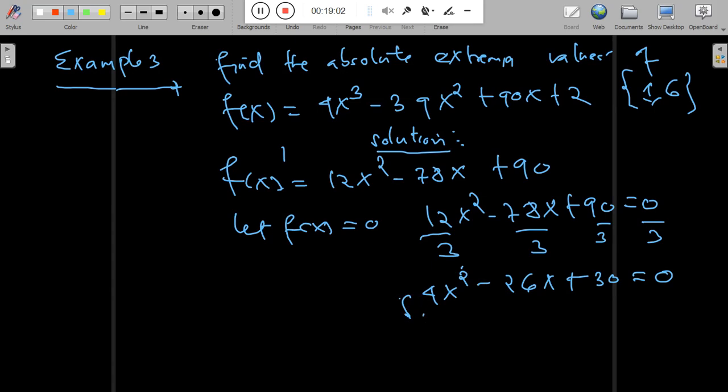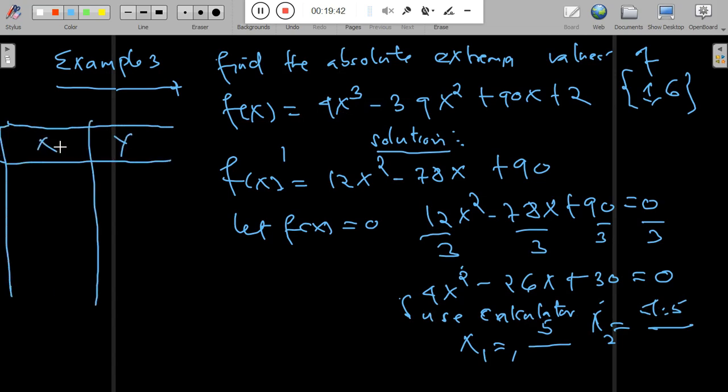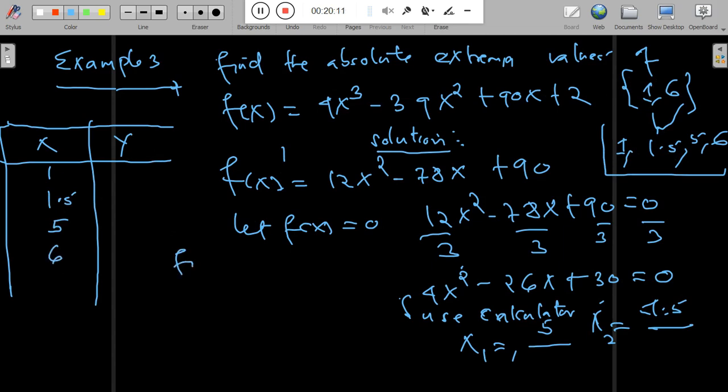So when you use your calculator to solve this kind of equation, it will give the value of x1 equal to 5 and the value of x2 equal to 1.5. So for that case, we sketch out the values of x and y. We have the interval of 1 up to 6, so the interval will include 1, 1.5, the values of x that we solved, x2 and 5, as well as 6. So we include the values of x1 and x2 in the interval.